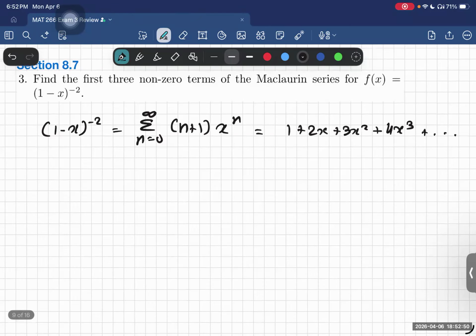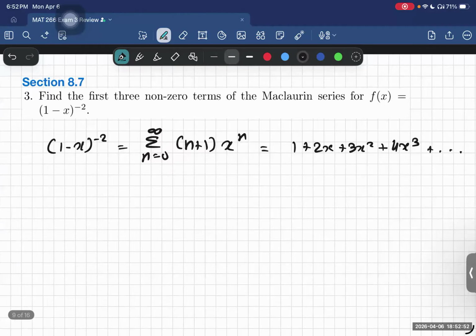Okay. So what they asked us is for the first three non-zero terms. So we can see these three are my first non-zero terms. All right. So that will be the answer: 1 plus 2x plus 3x squared. That's the only thing that there is for Maclaurin series. We just use this formula right here, and following this, we calculate the values. For example, n is equal to 0.